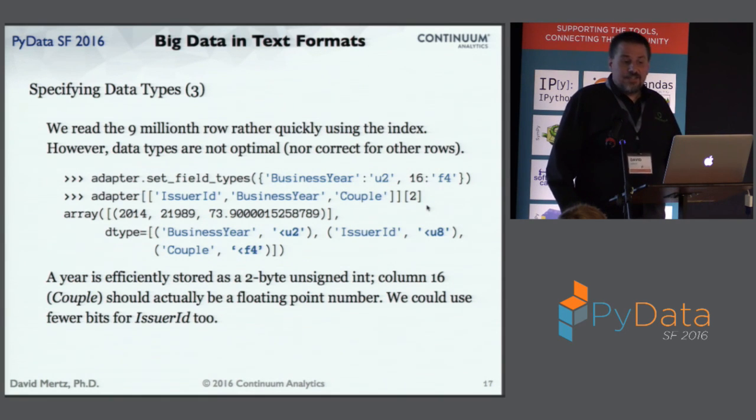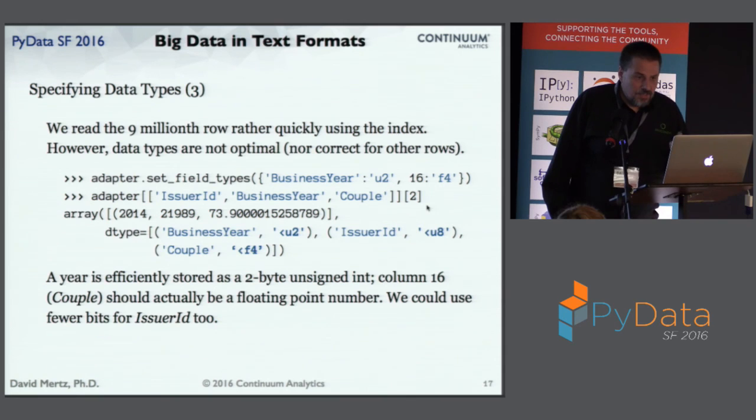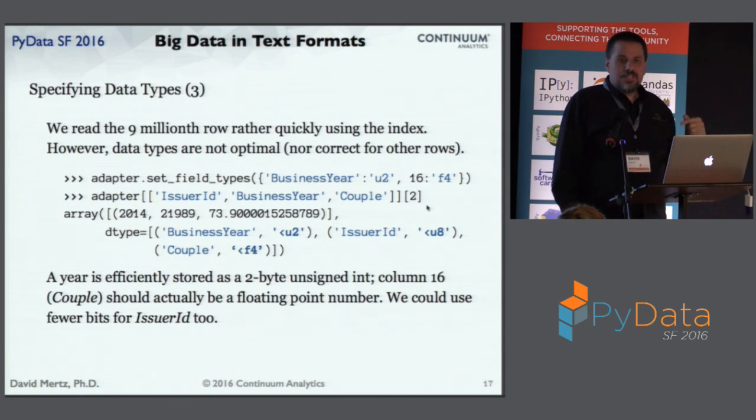So, for example, business year isn't a generic object. It's a year. It's 2008 or something like that, and that seems like it should fit perfectly fine in an unsigned 16-bit int to me. So why bother spending more memory on it once I've loaded it into the in-memory array? And column 16, you notice that I can use either the name or the numeric offset, which corresponds to the one that's called couple, is column 16. I want to be a 4-byte floating point number.